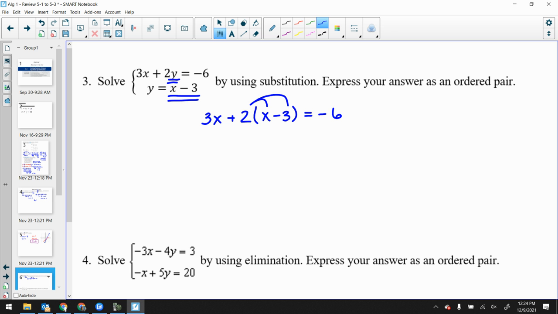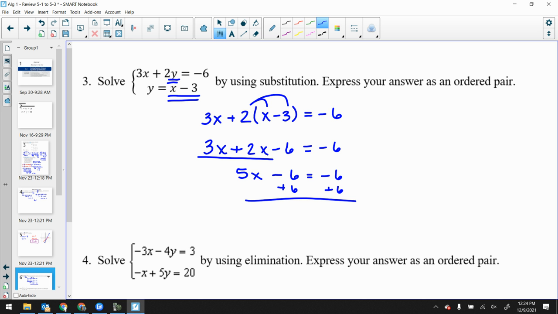Distribute the 2. So 3x plus 2x minus 6. I combine like terms to get a 5x. Now be careful here. I had a lot of people freak out at this point because they're like, oh no, what's going to happen? No, you're going to get... Guys, what is negative 6 plus 6? 0. 0 is the number. It's okay. Divide by 5. X is 0.